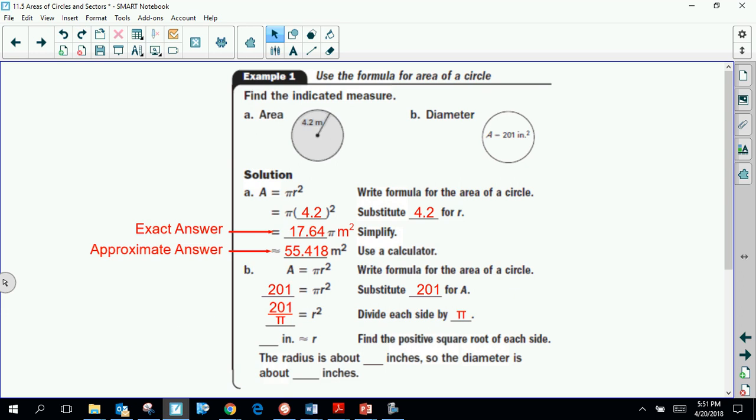And of course here, we're going to take the square root of both sides so that we can get the radius. So the square root of 201 over pi is going to be really, really close to 8 inches. It's like 8.001 something. So here we're going to say that the radius is about 8 inches, so that means that the diameter is really close to 16 inches.